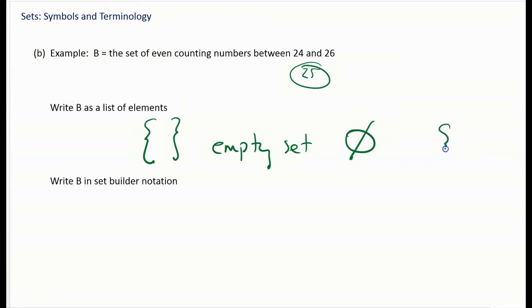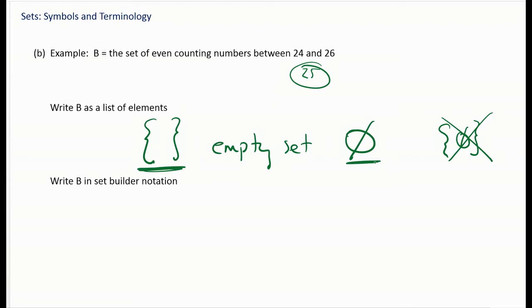What you don't want to do is this, okay? That is not the empty set. That's the set with the empty set in it. So this is not the same thing. So you either use curly brackets with nothing in between, or you use the empty set notation. You don't combine both of those together.